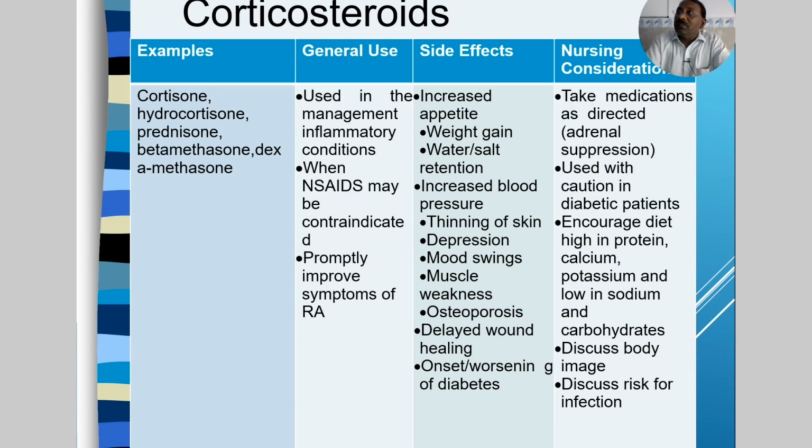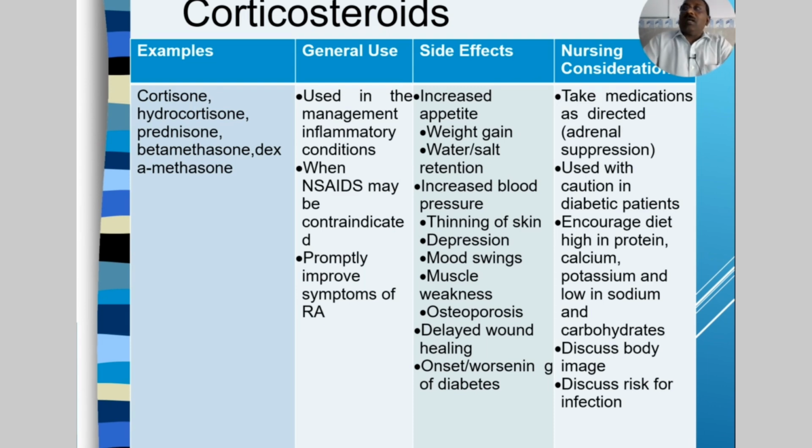So I have seen a few patients who present with Cushing's, your medical Cushing's, with diabetes, hypertension, osteoporosis, weight gain, obesity. These are all because of the steroid therapy. So you have the different cortisones: hydrocortisone, prednisolone, betamethasone, and dexamethasone. Generally used in the management of inflammatory conditions. So in all the inflammatory conditions, we use the steroids.